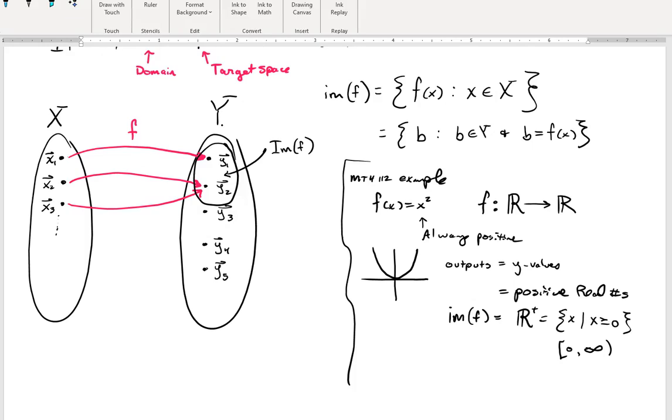The image is this region of the target space where only the outputs live. Notice how there's other space over here. There's other things that live outside the image in the target space. Sometimes the image fills up the entire target space. But the image is a subset of the target space.